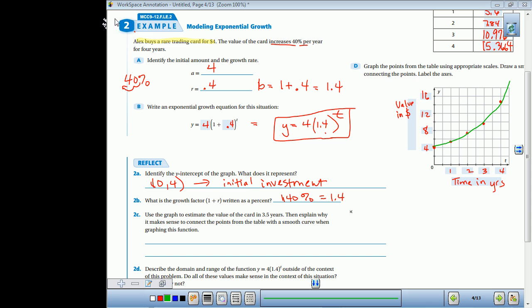Alright, so now we can use this information to see about 3.5 years. So at 3.5 years, we're about right here. And so what would be the estimated value of the card? It would be about $12. And we did. You just explained why it makes sense to connect the dots. Time is a continuous measurement, and so this would be continuous.